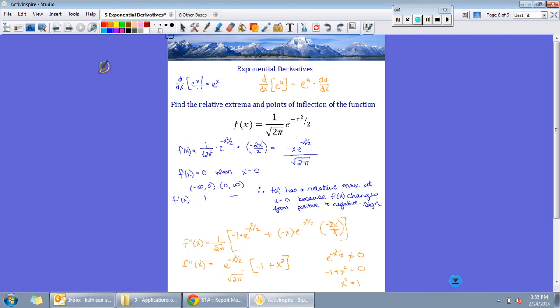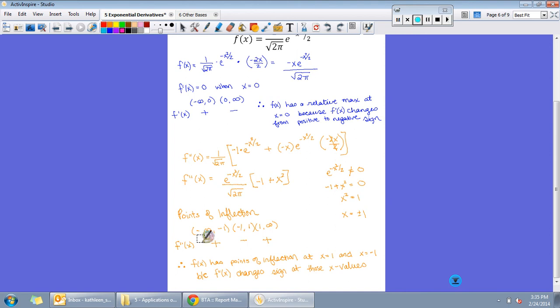Okay. Our next example has to do with relative extrema and points of inflection. It's a fairly long example. The notes are on Edline, but remember that to find relative maximum or minimum, you have to find where the first derivative equals 0. Check to see when the first derivative is positive and negative. And then if it changes from positive to negative, you're going to get a relative max. If it goes the other way and changes from negative to positive, you're going to have a relative min.